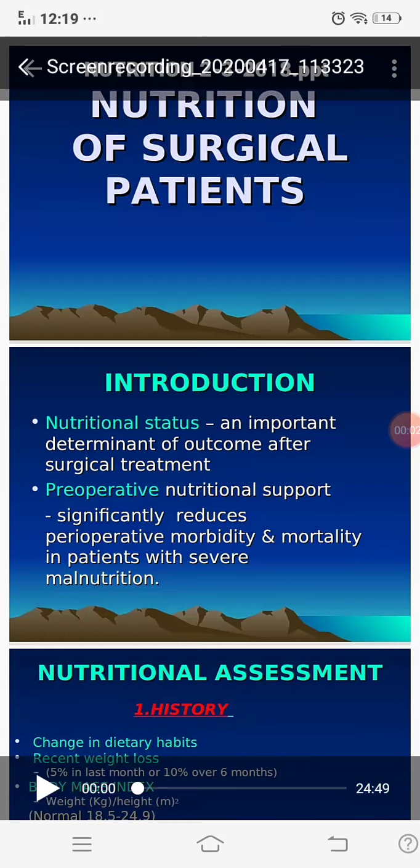Bismillahirrahmanirrahim. Our topic of discussion today is nutrition of the surgical patients.